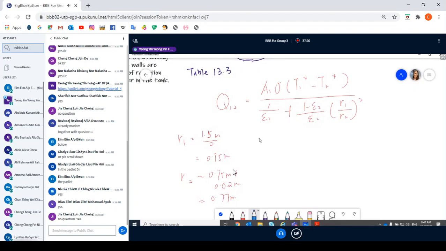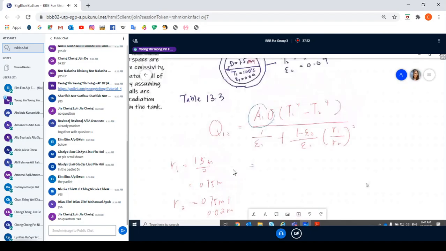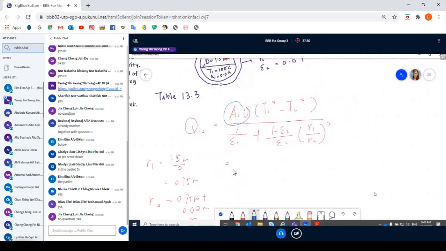A1 is the surface area of surface 1, whereby it's the tank itself. Okay, so you will have your 4 pi r square, students. For the spherical tank, you should know 4 pi r square.